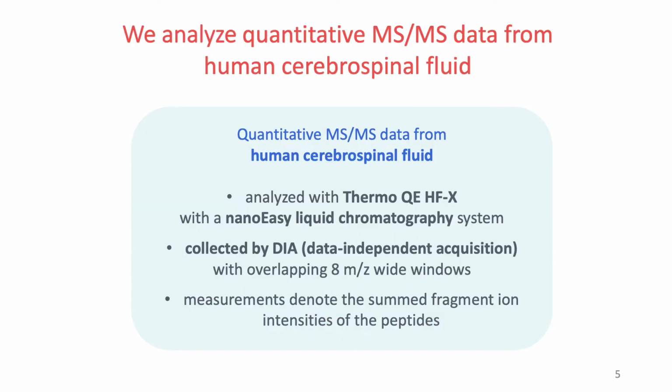Before delving into the details, for this and the remaining experiments, we analyzed quantitative MSMS data from human cerebrospinal fluid. Each individual sample in our dataset was collected by data-independent acquisition, DIA. Also, the intensity measurements in the Q matrix denote the summed fragment ion intensities of the peptides. And we also eliminated all shared peptides from our dataset. And by shared peptides, we mean peptides that appear in more than one protein.